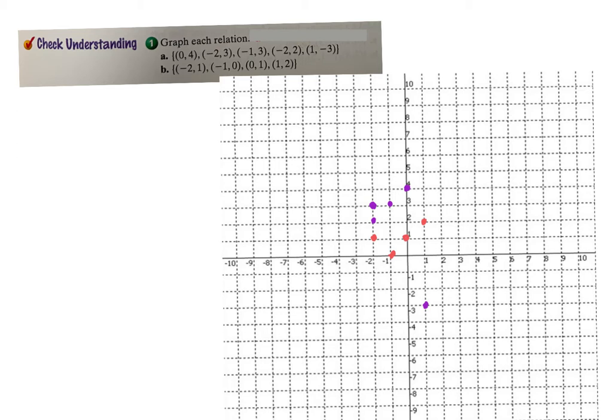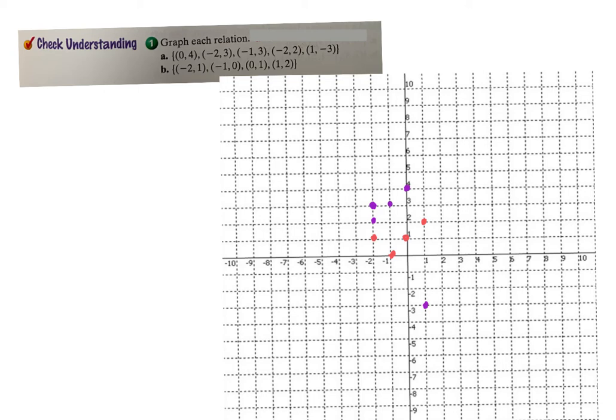Range are the outputs. So range is what you get out of it, and that is your y values. And so for like the first one, 4, 3, 3, 2, and -3. Again, you don't have to list your duplicates, all right? So finding domain and range with something like this is very simple. You're literally listing your x values, listing your y values. When we get into functions, it's a little bit more complicated in that you have to look and see, is there a problem with the function?